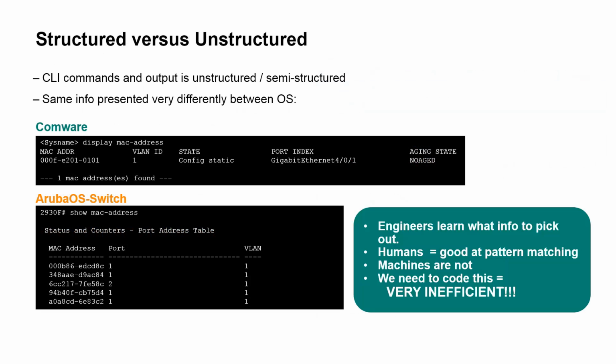So we as engineers, we learn what information to pick out. Humans are great at pattern matching, but machines are not. So as I've mentioned, we need to build the code for this, which is very inefficient. It's rigid, and if you change the operating system, you've got to change the code for the parsing. So this is not a good way forward for us.